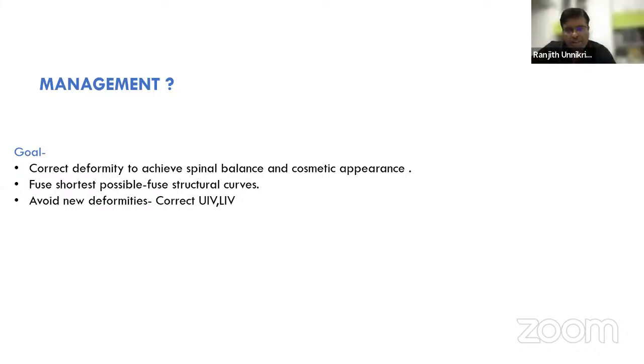So what is the goal of treating scoliosis surgically? The patient is mainly concerned of the cosmetic appearance. So we have to correct the deformity to achieve the spinal balance and cosmetic appearance, and we should fuse the shortest possible. You have to fuse the structural curves and should not give rise to new deformities. So the answer is to fuse the spine with the occiput centered over the sacrum with least amount of fusion segments involved. Yes, sir. That is the goal of treatment.